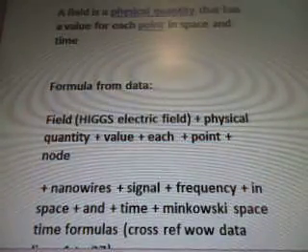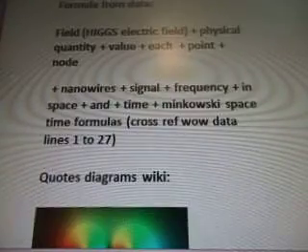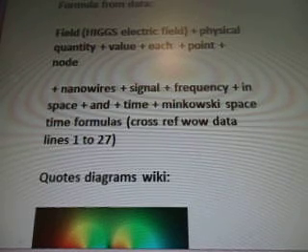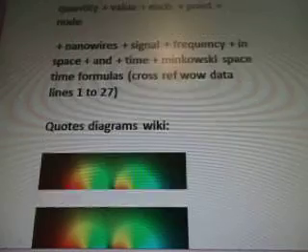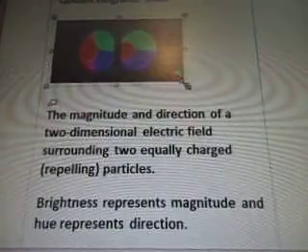Okay, so field is the Higgs electric field, physical quantity, value each point or node. Nanowires, signal, frequency in space and time, Minkowski space-time formulas. Cross-reference the wow data lines 1 to 27. Quotes and diagrams are from wiki.